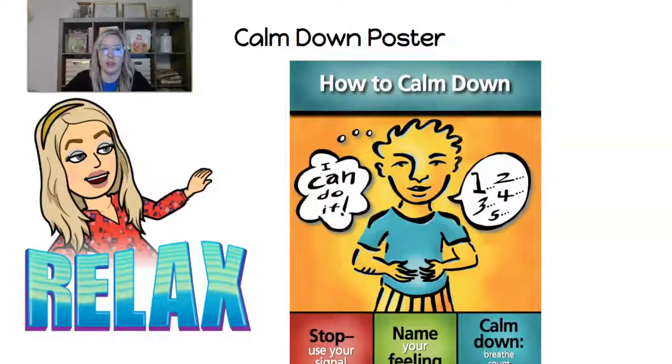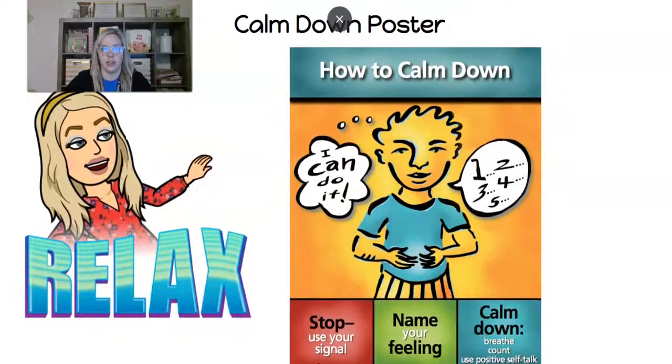So remember the calm down poster, and I've been using this with lots of friends who need help with self-regulation. So stop, name your feeling, and calm down. Breathe, count, and use positive self-talk. Okay? So one of the things that we're going to start out with first today is we're going to learn how to solve problems. And so when you solve a problem, you need to think. Remember that calming down strong feelings will help you think more clearly.